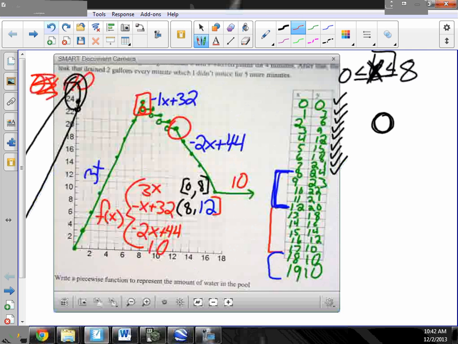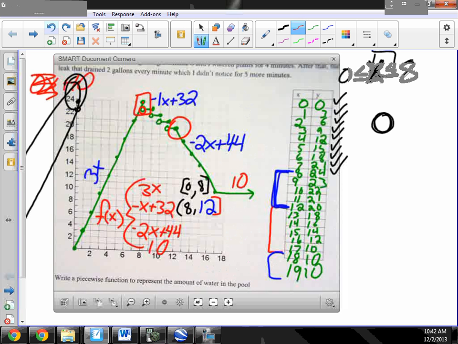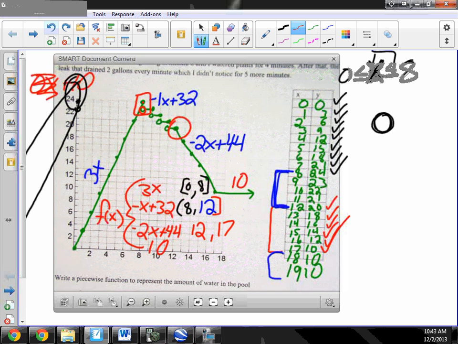For what minutes is the pool leaking? Well, we know the first one is 12. When does the pool stop leaking? So let's look at the chart. Leaking, leaking, leaking, leaking, leaking. Now it stops. So from 12 to 17. Do I put a bracket or an open parenthesis on the 12? Open. How come? Because I bracketed it on the other side. So that's open.